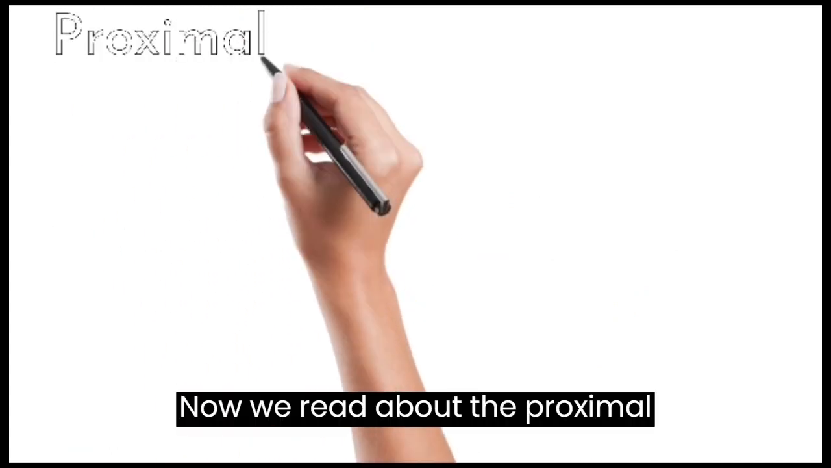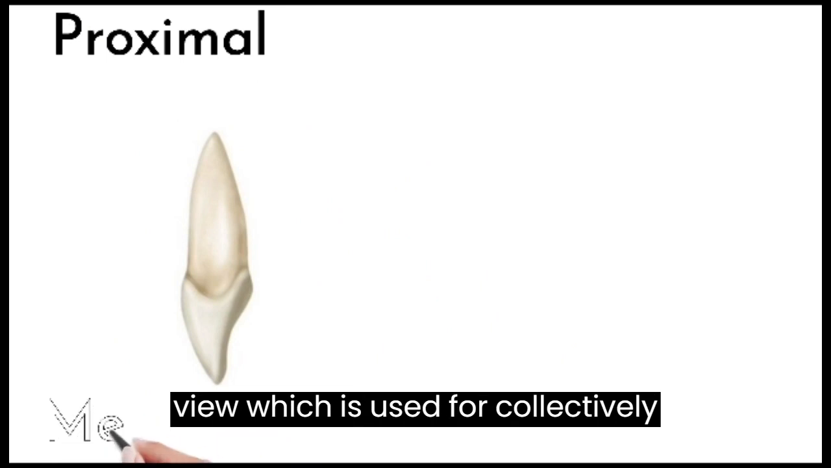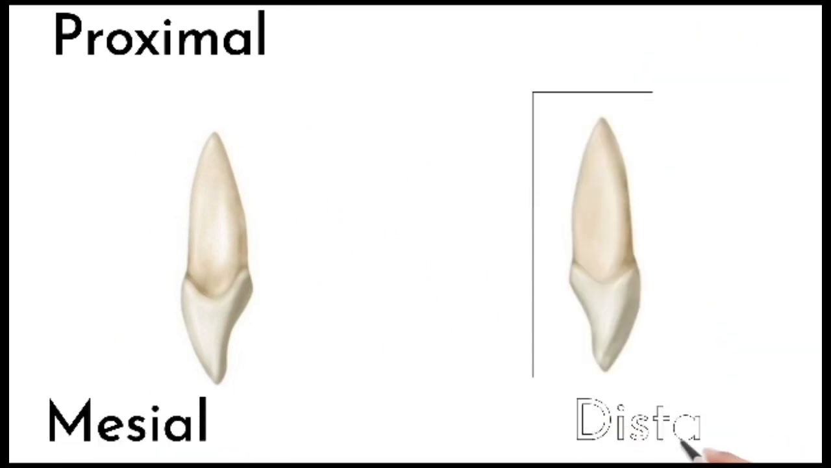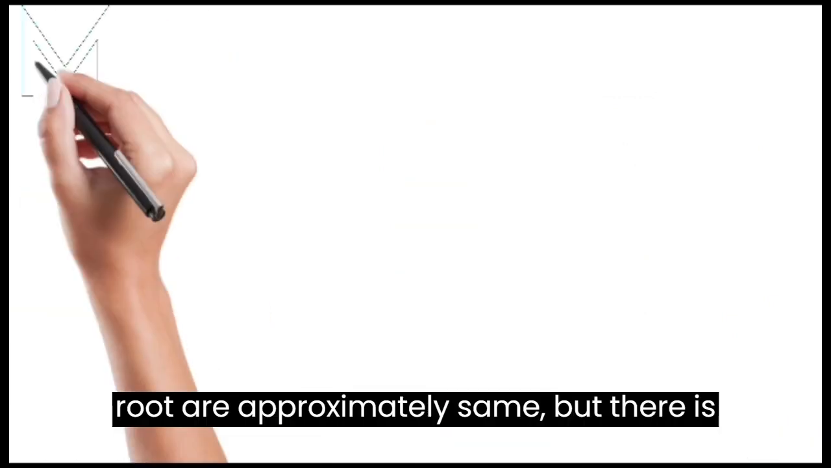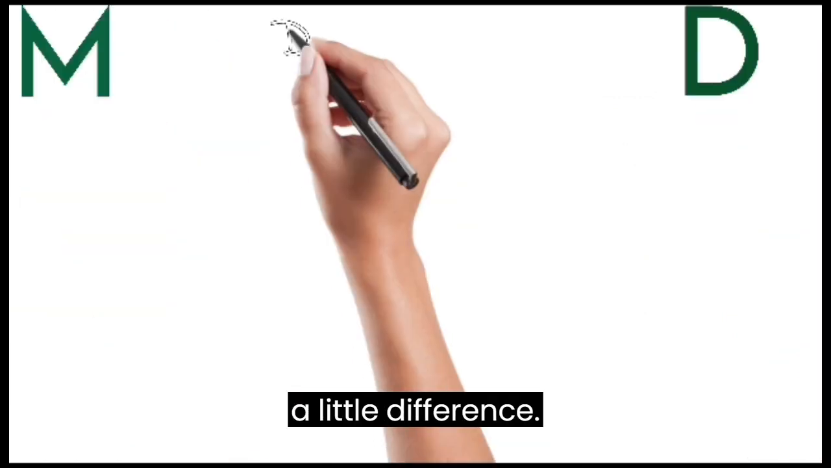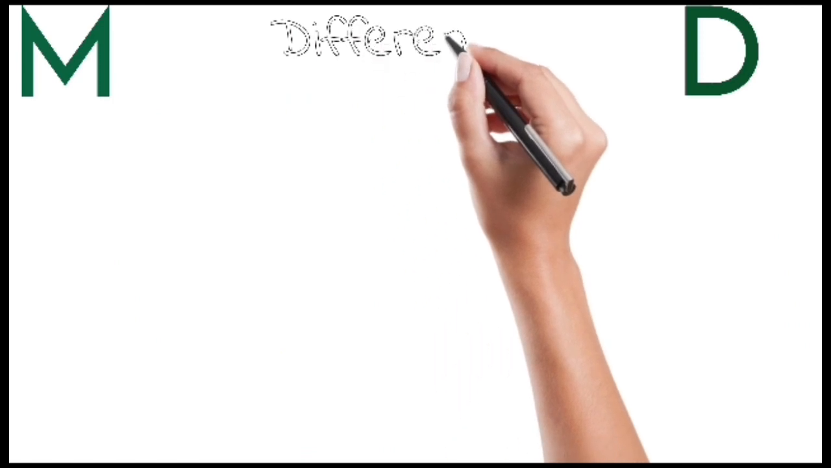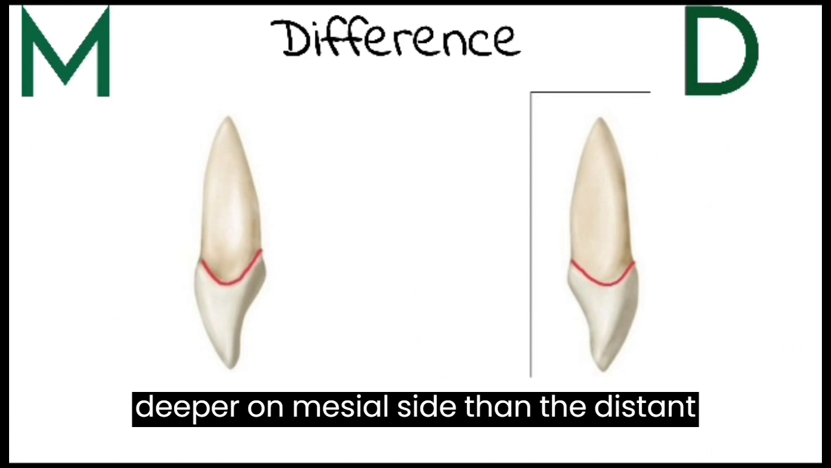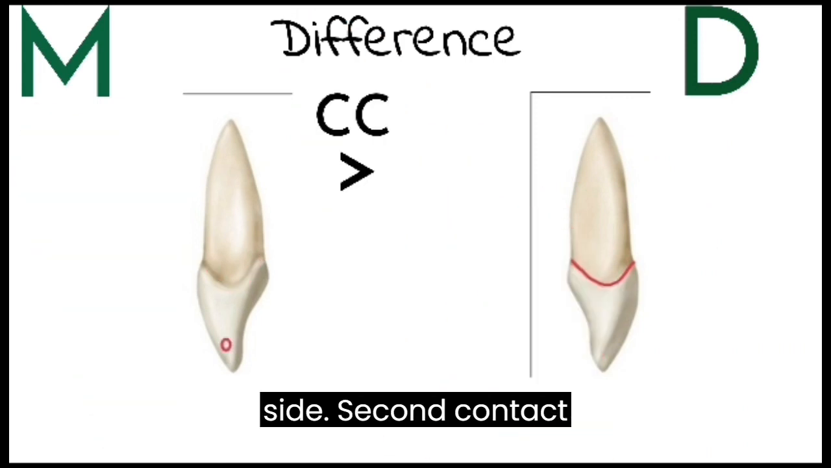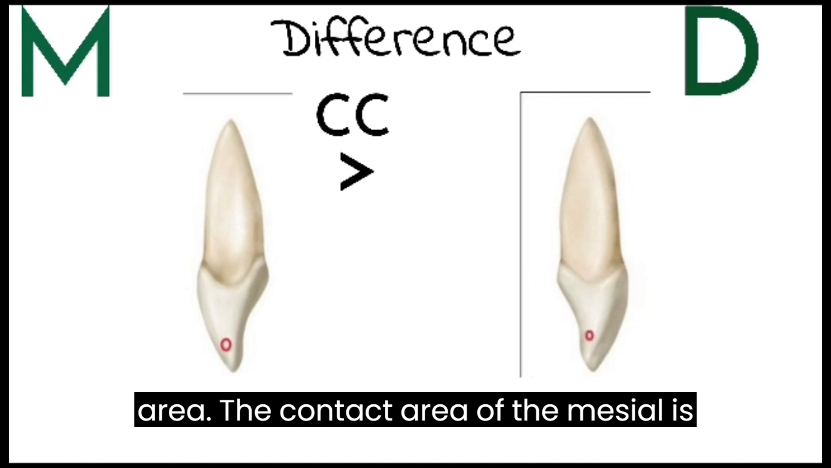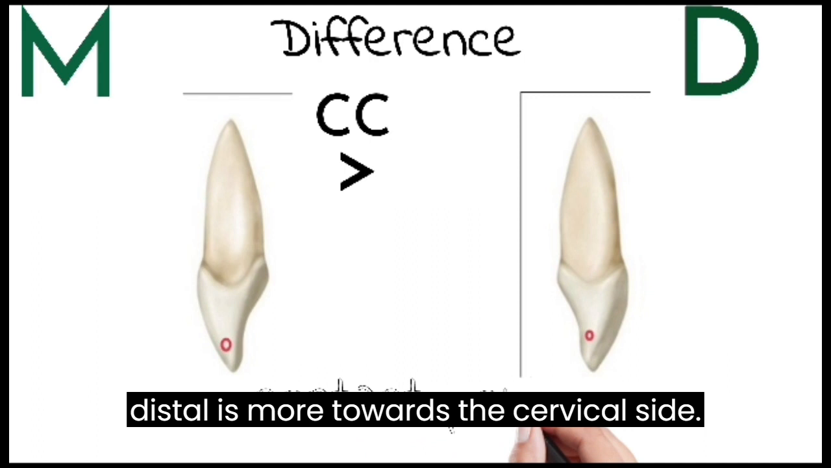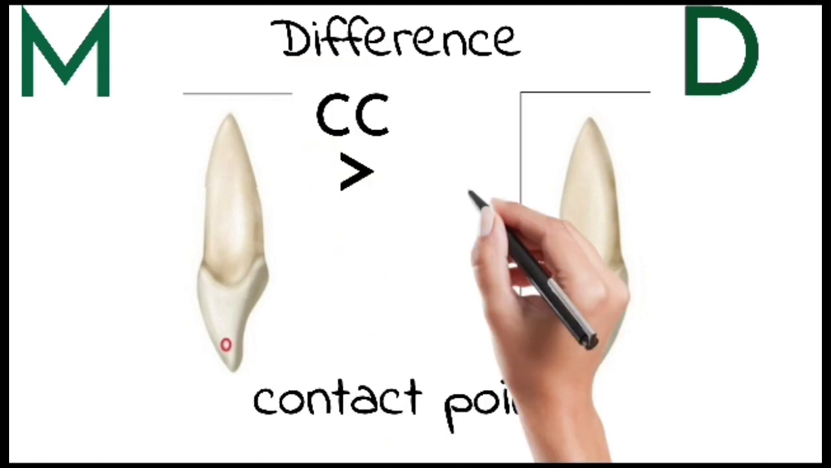Now we read about the proximal view, which is used collectively for both the mesial and the distal view. Both are approximately the same, but there are a few differences. Number 1. The cervical curvature is deeper on the mesial side than the distal side. Second, contact area. The contact area of the mesial is more towards the incisal side and of the distal is more towards the cervical side.